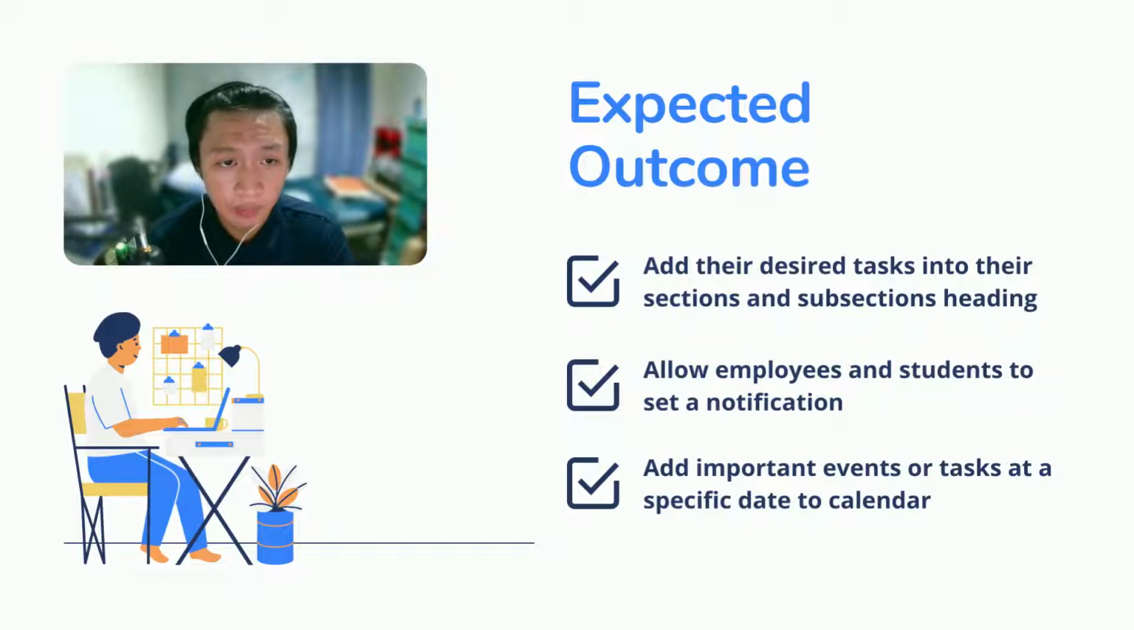With this application, employees and students can add their desired tasks into their sections and subsections to improve productivity by increasing the visibility of the task with categorizing features which make use of colors to differentiate each task. Other than that, the proposed application will allow employees and students to set a notification to ensure that they are not going to miss their due dates or tasks. Besides that, a calendar will allow employees and students to add important events or tasks at a specific date. With these functionalities, employees and students can track their daily progress on their desired work.